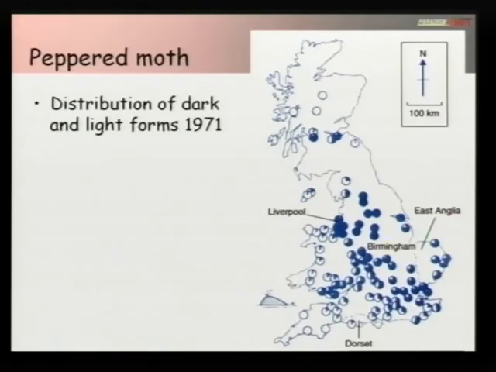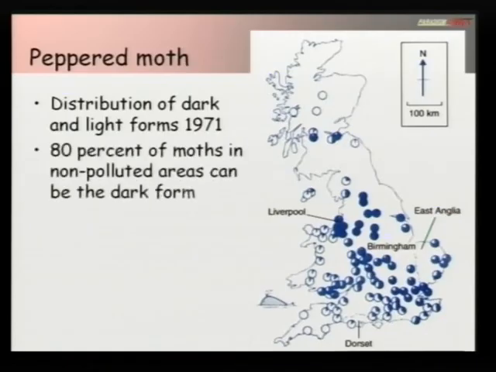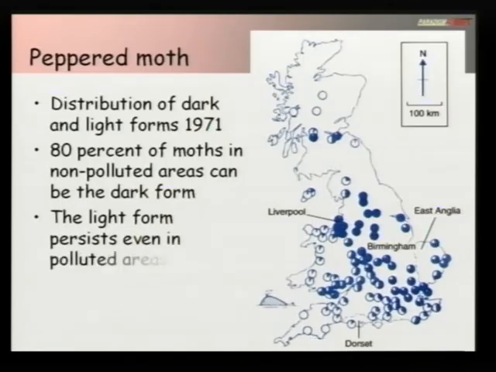And it works very nicely for Liverpool, where you've got pollution. The dark forms are the predominant form. But then the distribution is actually rather strange, because you can find in some areas where there's no pollution, 80% of the moths are the dark form. So why are they there? Surely they'd all been eaten by the birds, so there'd be much less than 80%. So this is the first problem with the story. The light form persists even in polluted areas.